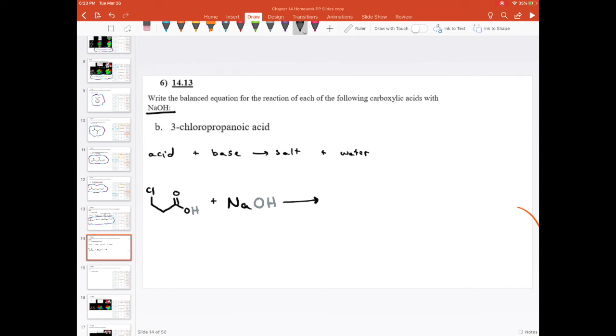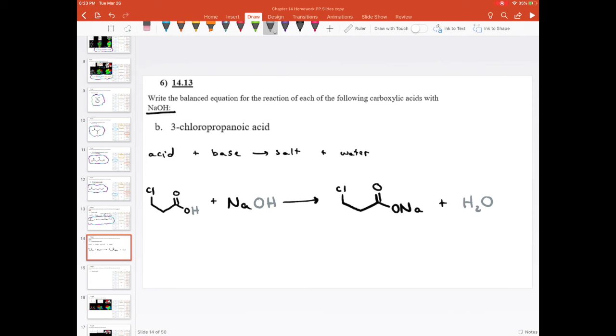Okay, so we have an acid plus a base, and it's going to give us a salt and water. Well, the salt is going to be everything in black. So we have that Cl coming down, then 1, 2, 3, carboxylic acid with the O, and then the H is going to be replaced by the Na, and finally you'll have HOH, in other words, H2O, which is water. So I'll write that as H2O. And that would be it.